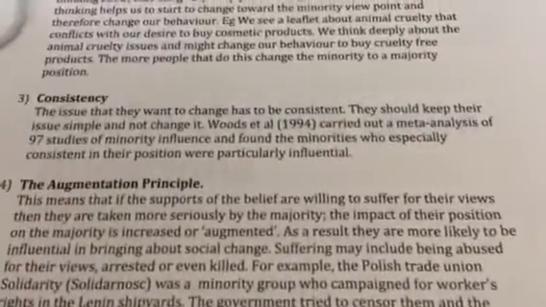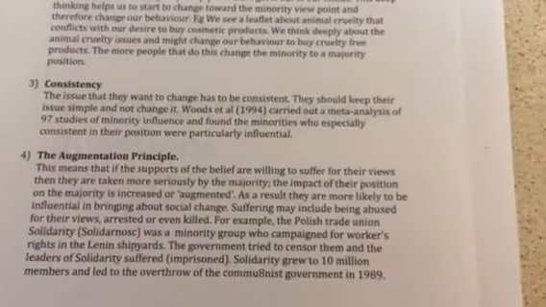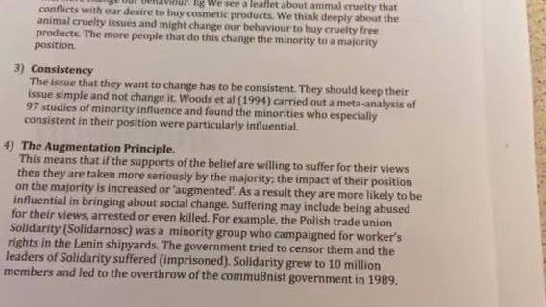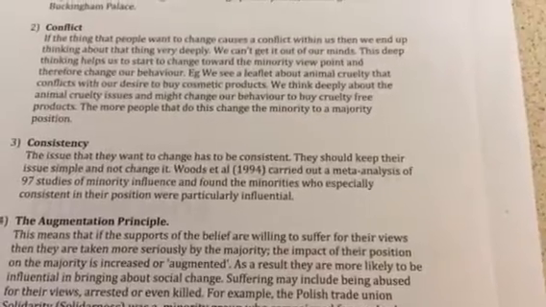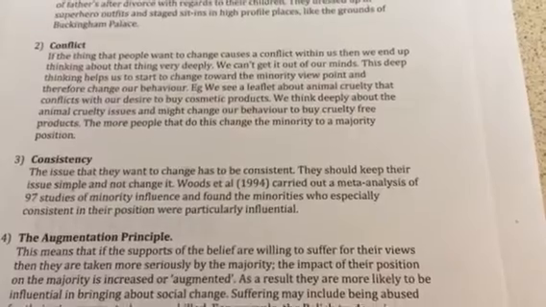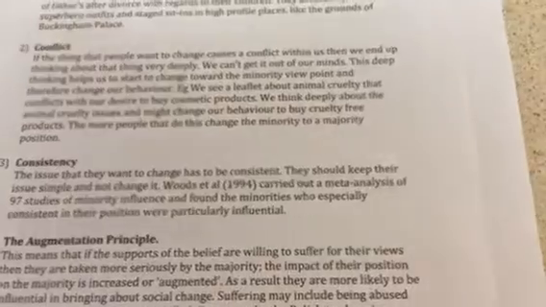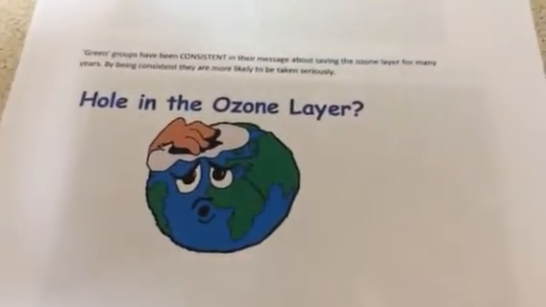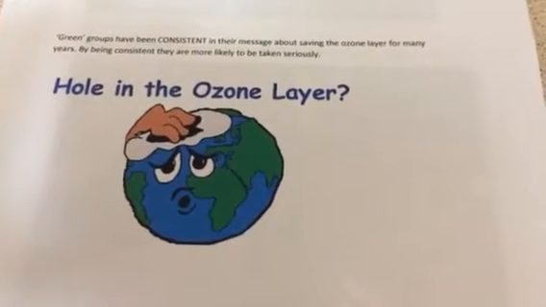The third condition for social change is consistency. The issue that they want to change has to be consistent. They should keep their issue simple and not change it. Woods et al. 1994 carried out a meta-analysis of 97 studies of minority influence and found that the minorities who were especially consistent in their position were particularly influential. For example, some green groups have consistently talked about the ozone layer, and so this means that we're more likely to take the issue seriously.